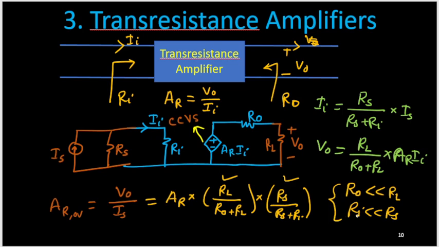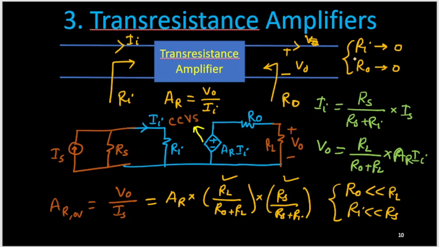So you see the condition here. This condition is again defined from the current amplifier and voltage amplifier. In this case, both the input resistance and output resistance should be as low as possible. Input resistance Ri should be as low as possible compared to the source resistance Rs, and similarly output resistance R0 should be as low as possible compared to the load resistance RL. Ideally, Ri should be close to 0 and R0 is also close to 0. This is the condition for an ideal transresistance amplifier.